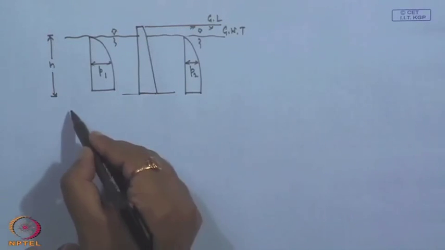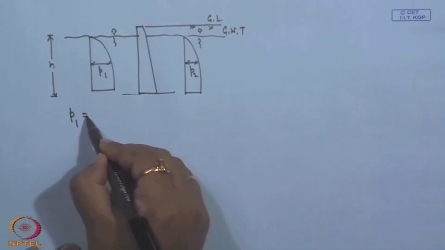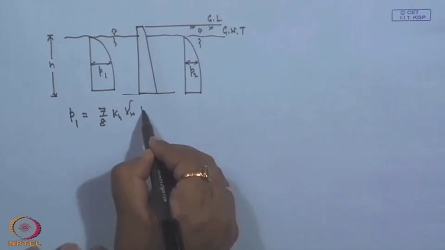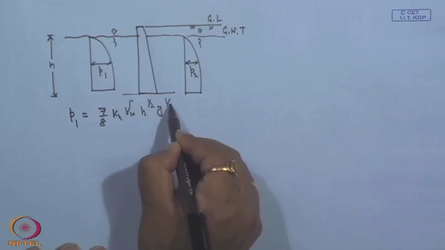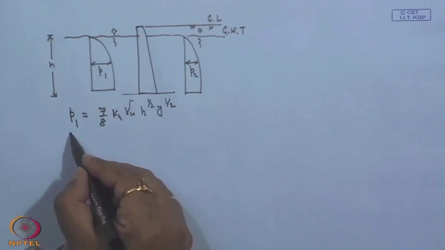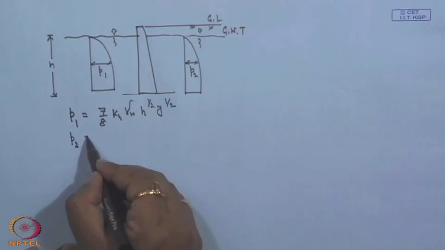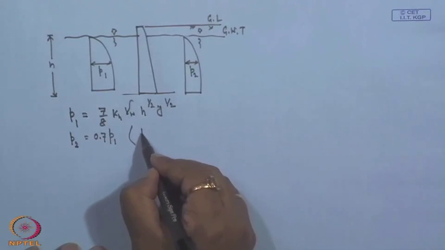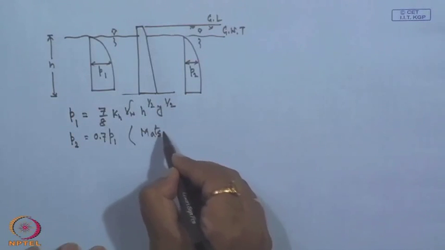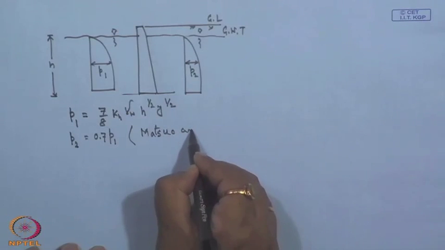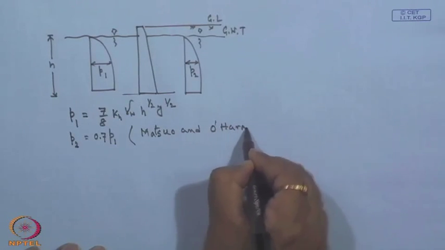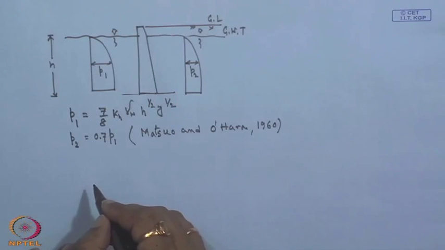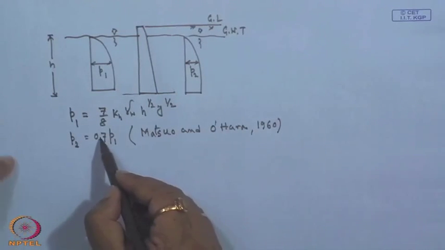Now, it is given that p 1 is equal to 7 by 8 k h gamma w h to the power half y to the power half. A similar expression is proposed, that small p 2 is 0.7 times of p 1. So, this is given by Matsuo and O'Hara. Here it is proposed that p 2 is 0.7 times of p 1.